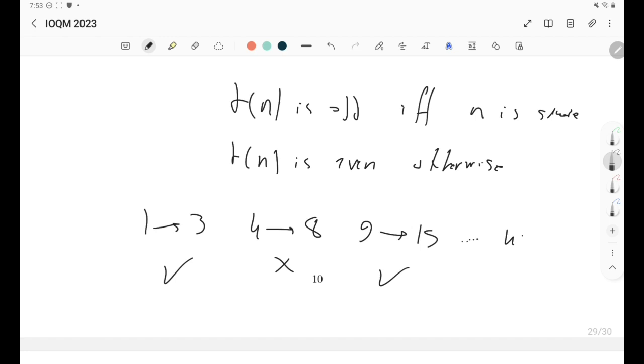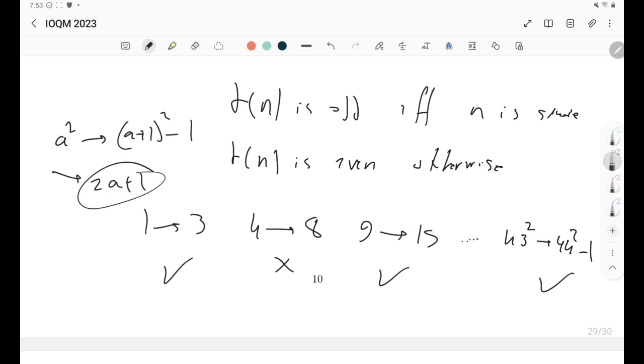You will see that actually the last one is 43 squared to this. This is good. So that means we just need to count how many numbers we have here. How many numbers do you have from a squared to (a plus 1) squared minus 1? It's simply just 2a plus 1. 2a plus 1. So now you can just do that here.